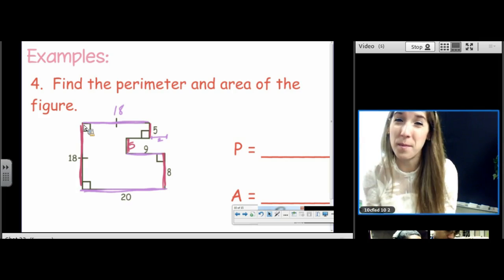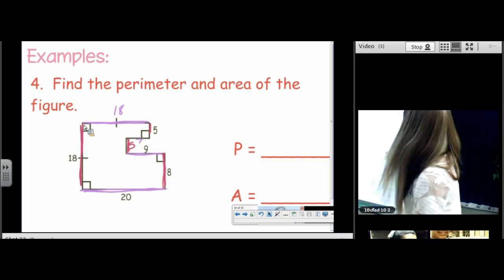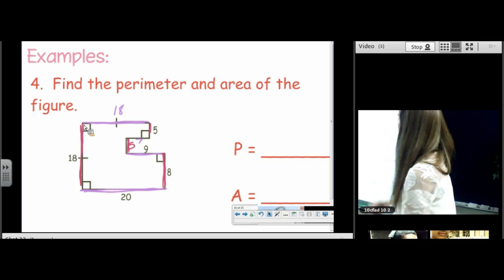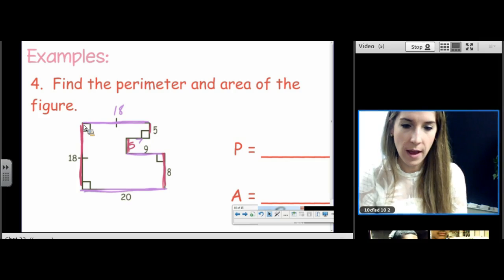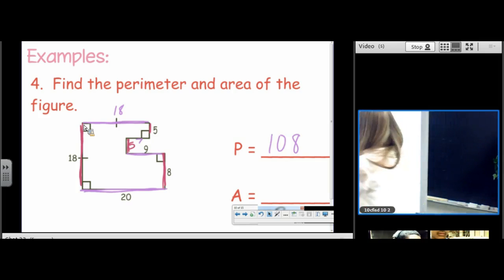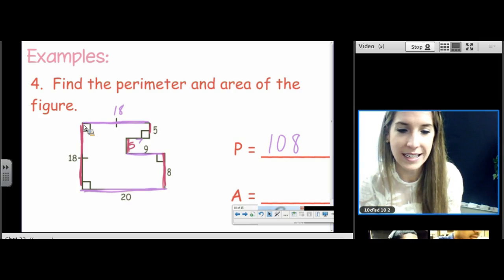So finding the perimeter is easy. We're just going to add them up. What did you get for the perimeter? Add up all those sides, don't miss any, and you get 108. And then to find the area, you would just break this up into rectangles. You can break it up however you want. You break it up by drawing segments, okay?